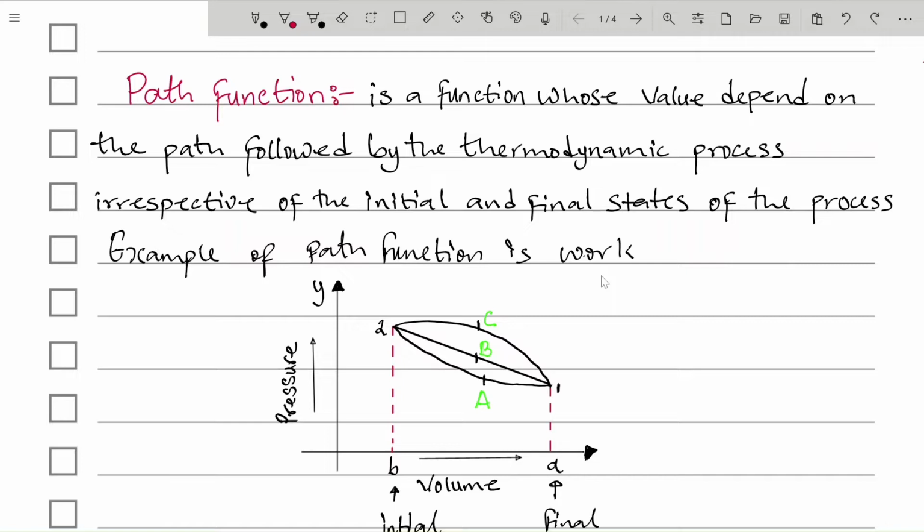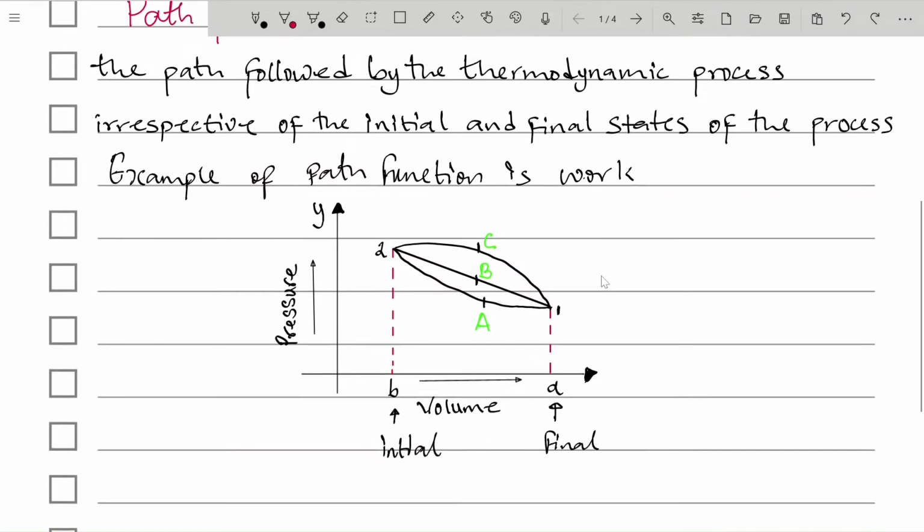Just like in the example given above, in the pressure volume diagram, we can see that for the same initial and final state of the thermodynamic process, the work done in all the three processes, process A, process B, and process C, are different.